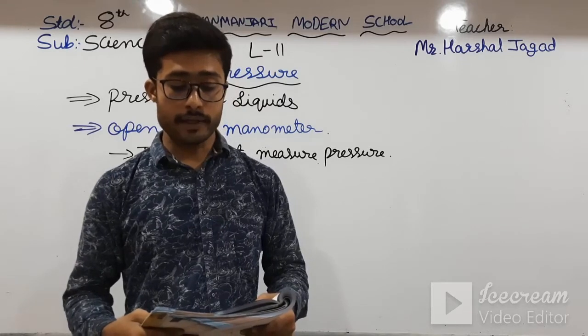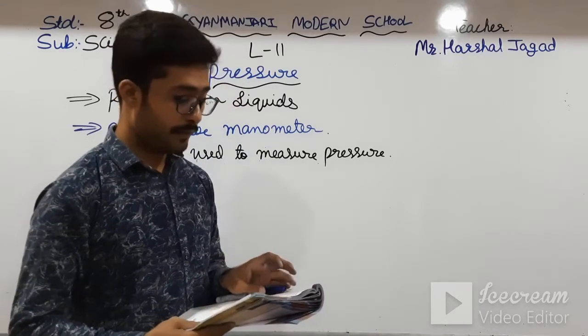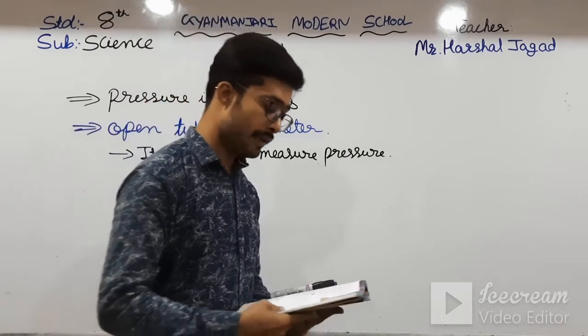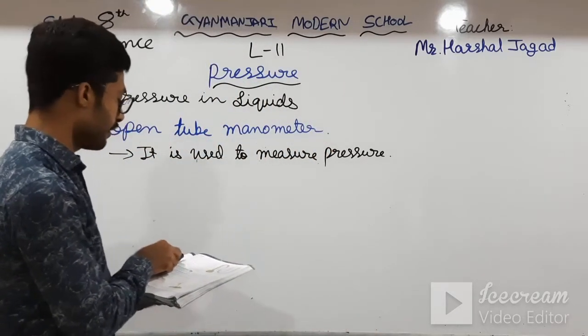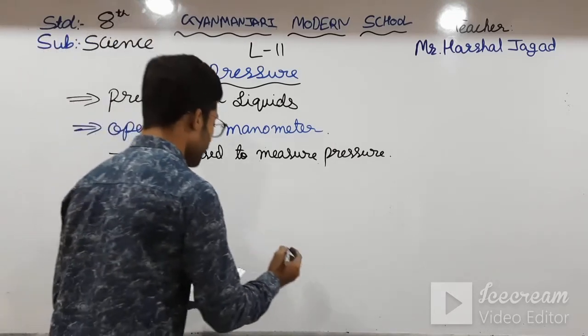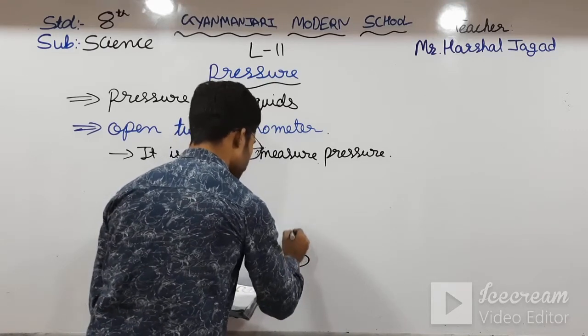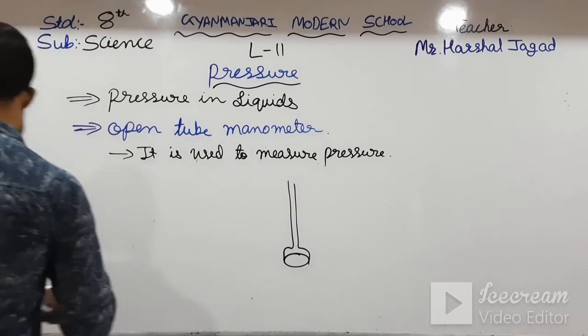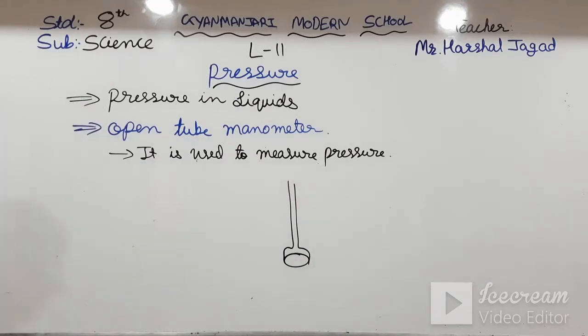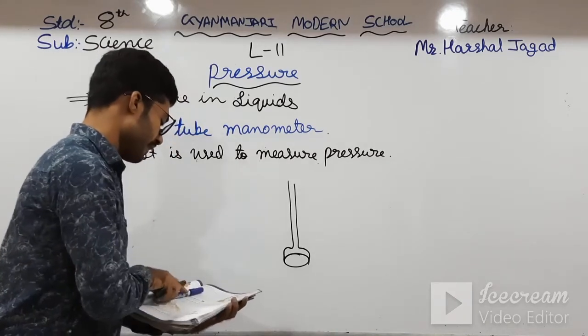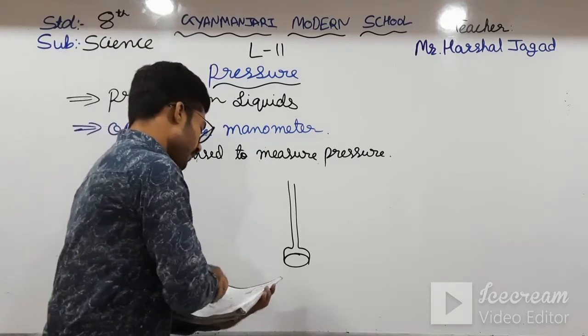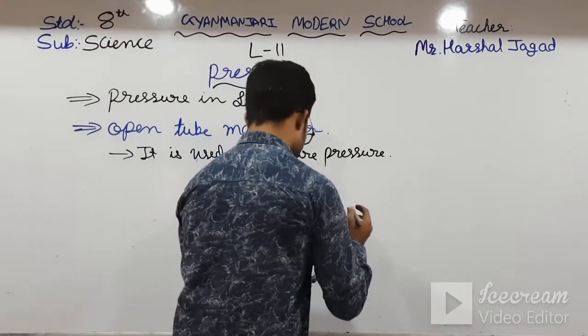It consists of a U-shaped glass tube filled partially with water. See here, I am making this figure over here, a small figure. See here, students. We are just drawing a figure of an open tube manometer.